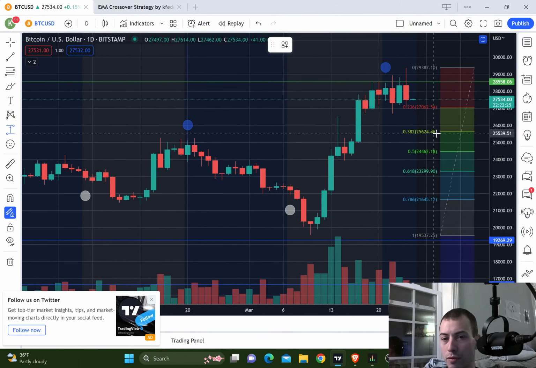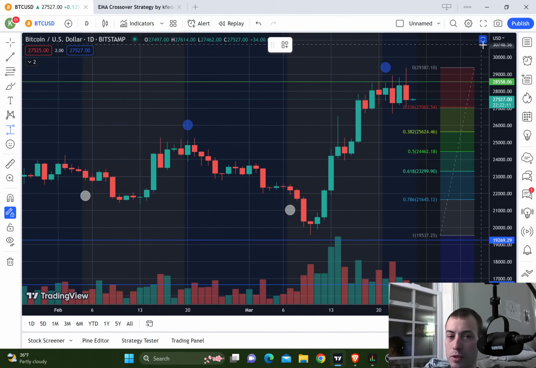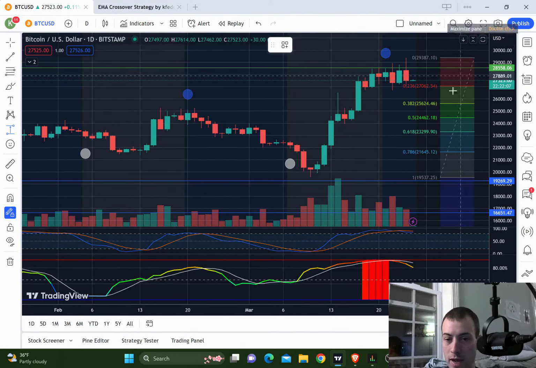So 382 is where I'd be targeting my short, 618 the deeper retracement, based on the witch moons. If I were to pull up some other oscillators, you'll see that it is kind of getting a little tired.